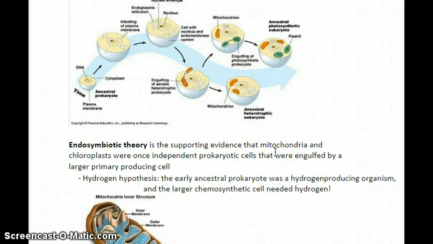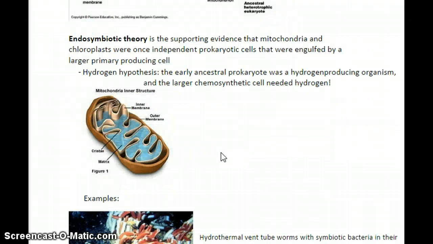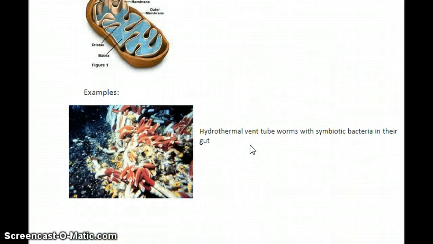So chloroplasts and mitochondria might have once been their own independent prokaryotic cell that just got sort of enslaved, if you will, by a larger cell. So there's a couple of hypotheses here. There's a hydrogen hypothesis that these early prokaryotes like mitochondria were hydrogen producing, and the larger cells needed that hydrogen, so they engulfed them. They think that might have, for example, happened in the gut of these tube worms with the bacteria that can do chemosynthesis.